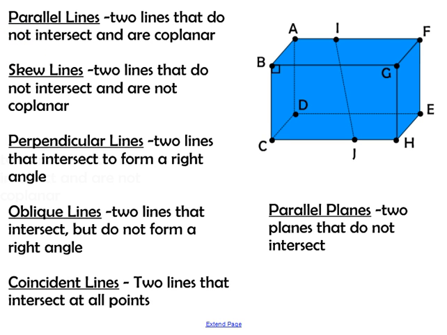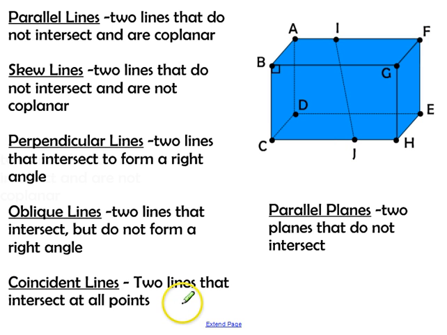Oblique lines are two lines that intersect but do not form a right angle. So if we use line IJ and line AF, they intersect, but because IJ is at an angle when it meets AF that is not 90 degrees, they are not perpendicular, and they're just called oblique.